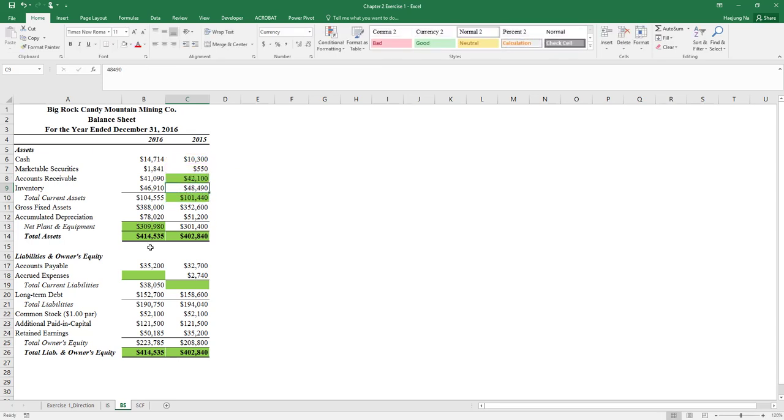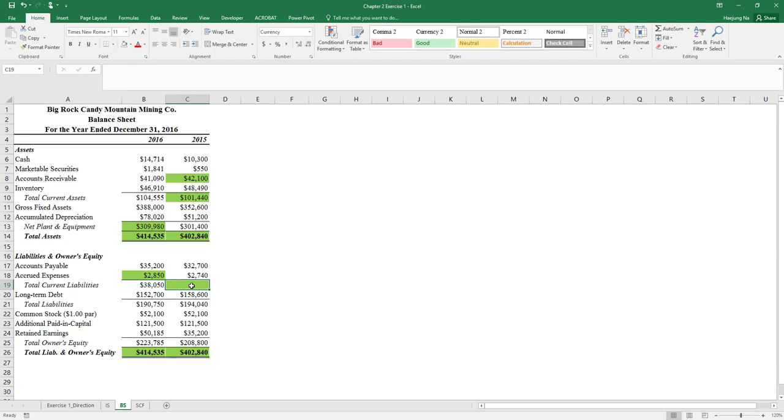Okay, so you have filled out the asset side of the balance sheet, and let's move on to liabilities and owner's equity, the right-hand side. We just have two missing variables here. One is accrued expenses and the other is total current liabilities. The sum of accounts payable and accrued expenses should be equal to total current liabilities, right? So this is really straightforward. Total current liabilities minus accounts payable should be equal to accrued expenses.